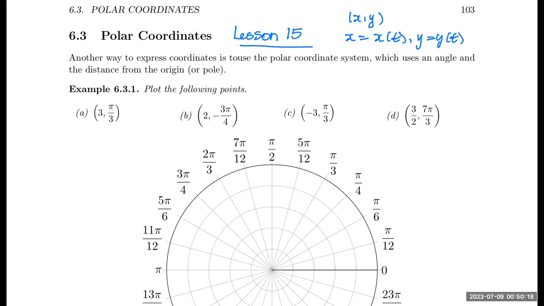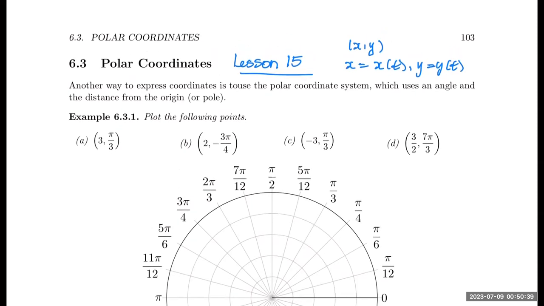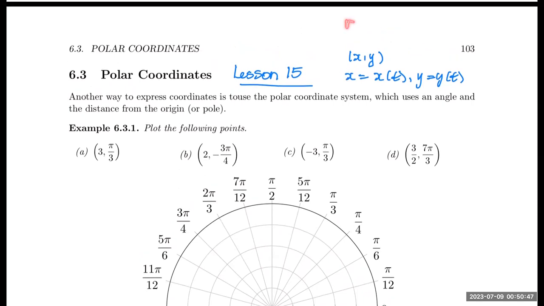Another way to express coordinates is to use the polar coordinate system, which uses an angle and the distance from the origin, which sometimes we call the pole. We had a look at polar coordinates previously a little bit when we talked about the polar form of complex numbers, which uses the same values: r being the distance, and theta being the argument of the complex number. So the same thing can basically be applied to polar coordinates in this case as well.